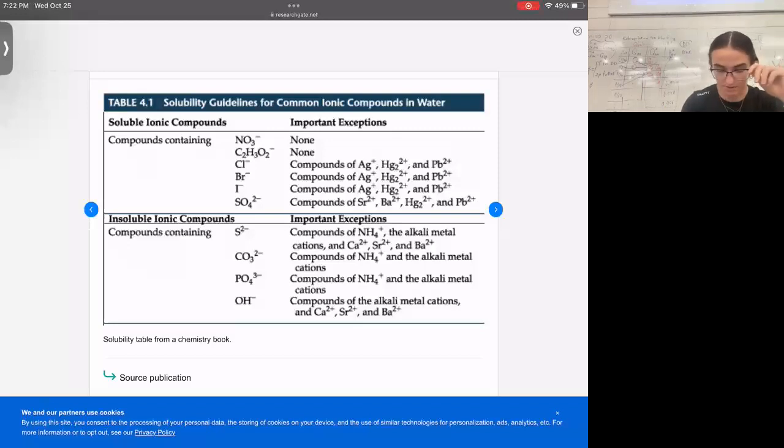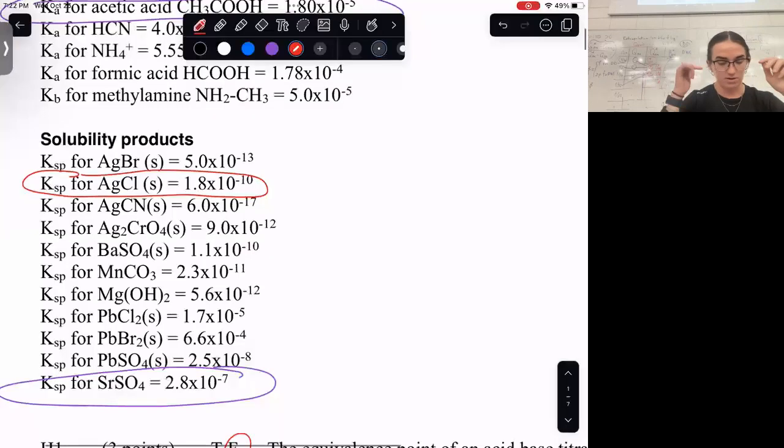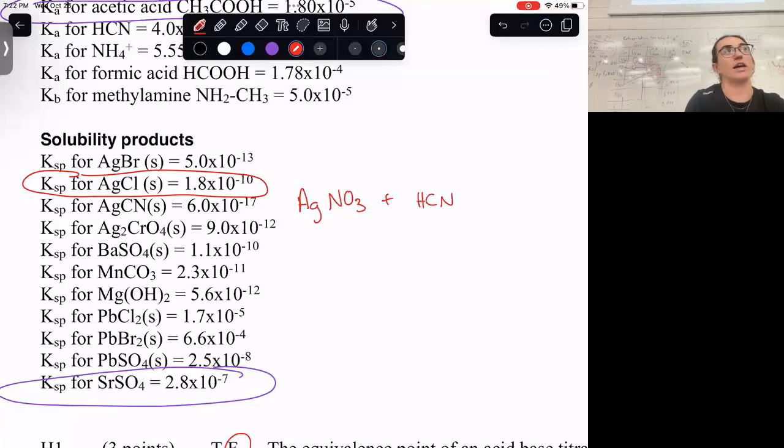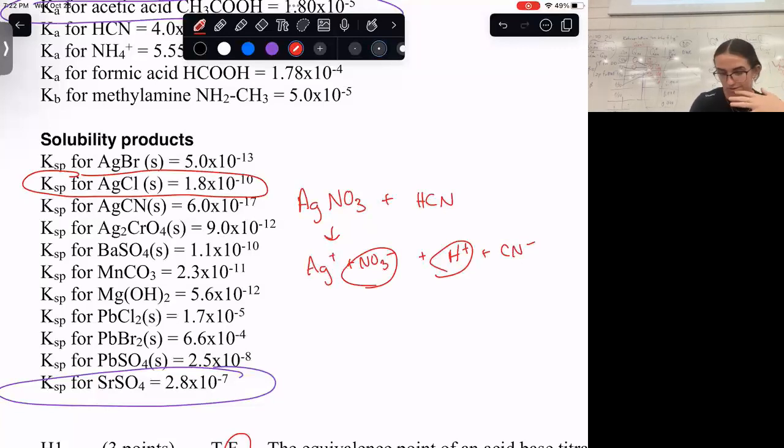Yep, because if we look at your KSP, silver bromide, silver chloride, silver cyanide, that means that those will not be soluble, they'll form a solid. So if they came from AgNO3 and HCN, these will dissociate into Ag plus and NO3 minus and H plus and CN minus. So H plus and NO3 minus, that's a bad example because that's actually going to form HNO3.